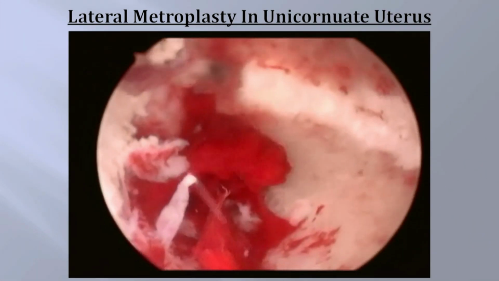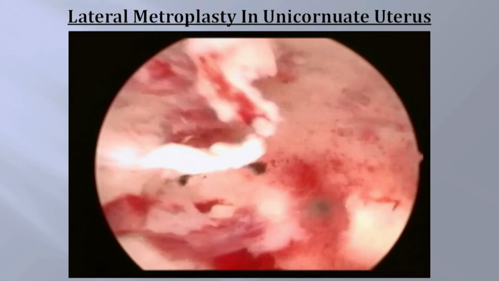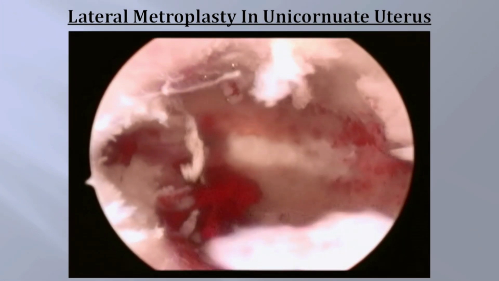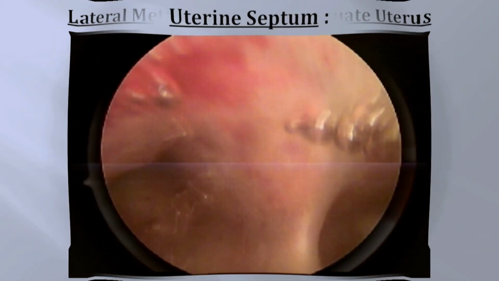Here the thick portion of the uterus should not be cut in unicornuate uterus, because you need to have that thickness as well, as there are chances of silent rupture in a future pregnancy.